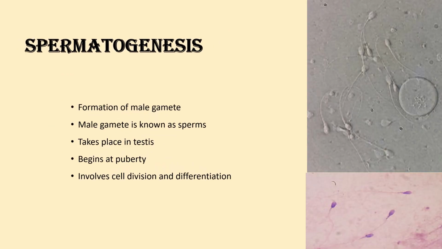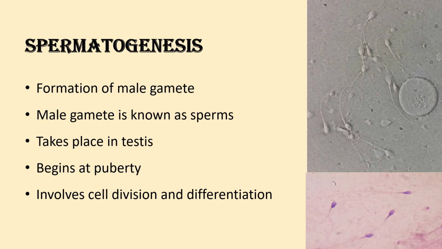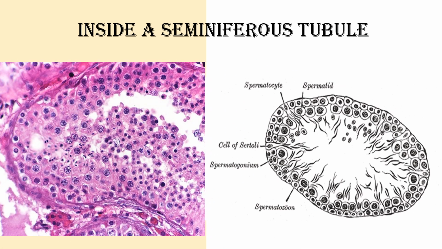Let us now understand the process of spermatogenesis. It is formation of male gamete, also known as sperms. It takes place in testis and begins at puberty. This process involves cell division as well as cell differentiation. This is what a seminiferous tubule will look from inside. There are Sertoli cells, which are nutritive cells, and along with it, there are also germ cells at different stages, starting from spermatogonium to spermatocyte, spermatid, and spermatozoon.